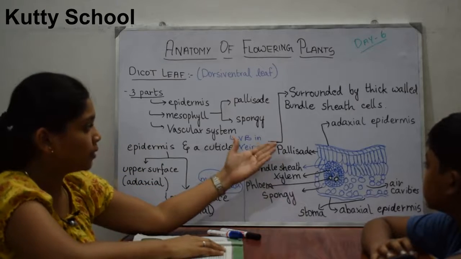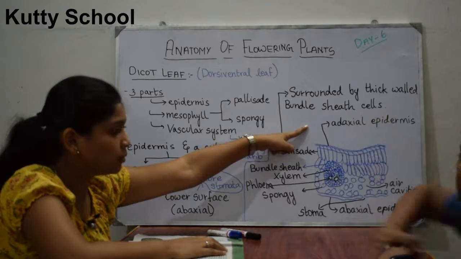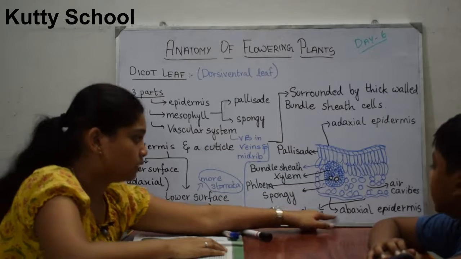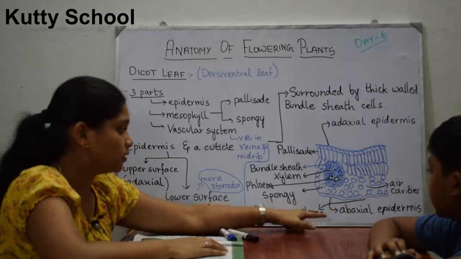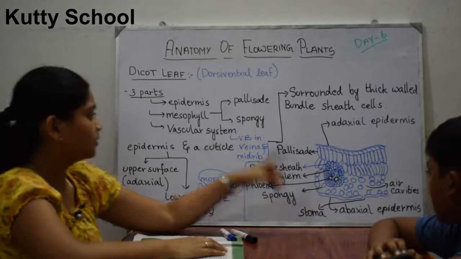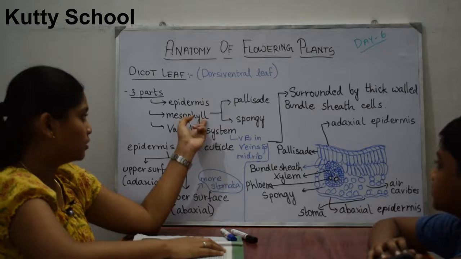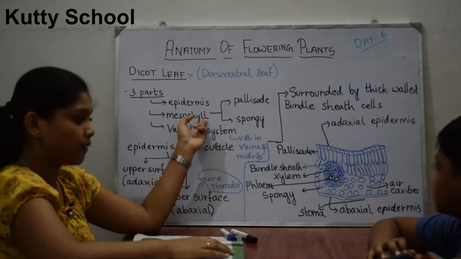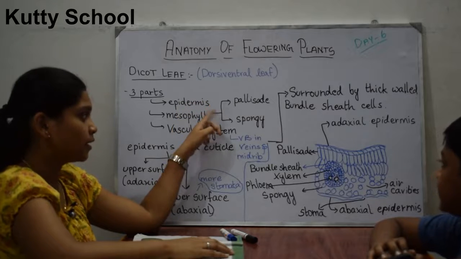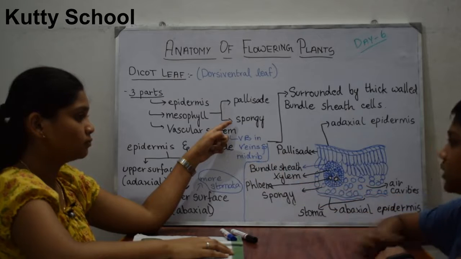Here the upper epidermis is known as the adaxial epidermis. And this one is the lower epidermis, which is known as the abaxial epidermis. We have seen that mesophyll is composed of parenchymatous cells, and this mesophyll is divided into two: palisade parenchyma and spongy parenchyma. So spongy is here and palisade is on top.